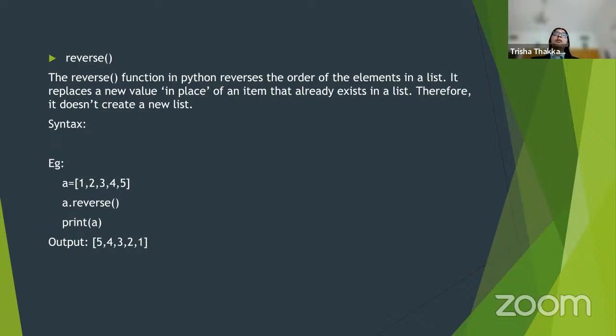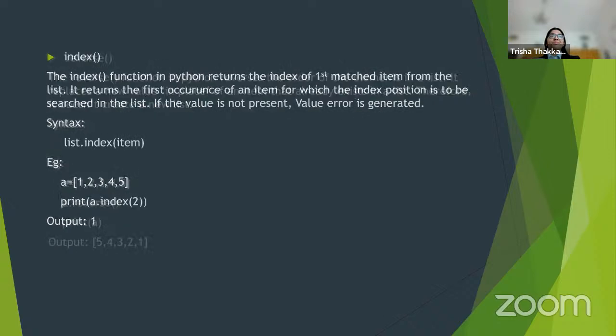Reverse function. The reverse function in Python reverses the order of the elements in a list. It does not create a new list. So over here, if we have the list 1, 2, 3, 4, 5, a.reverse would give 5, 4, 3, 2, 1.